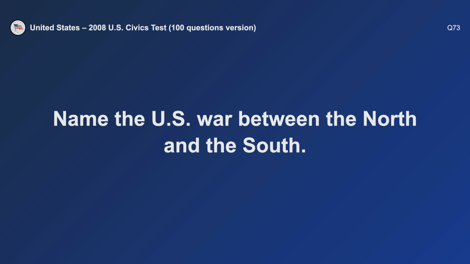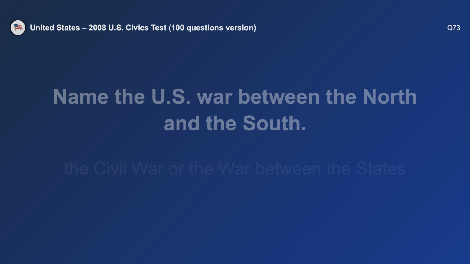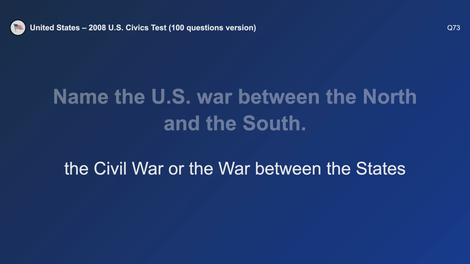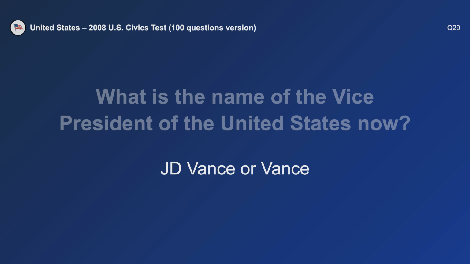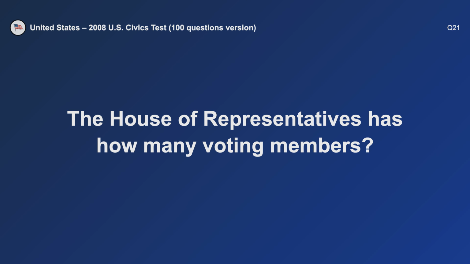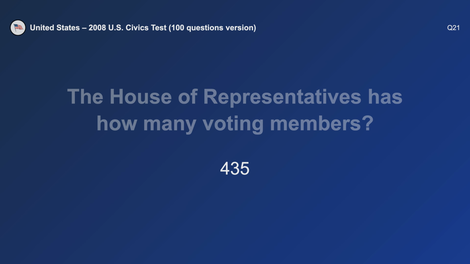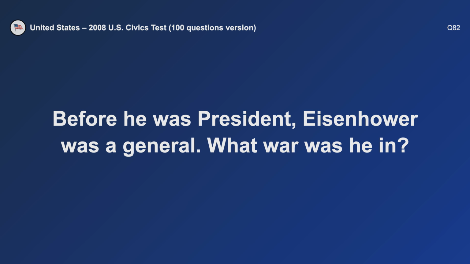Name the U.S. war between the North and the South. The Civil War. What is the name of the Vice President of the United States now? J.D. Vance. The House of Representatives has how many voting members? 435. Before he was president, Eisenhower was a general. What war was he in?